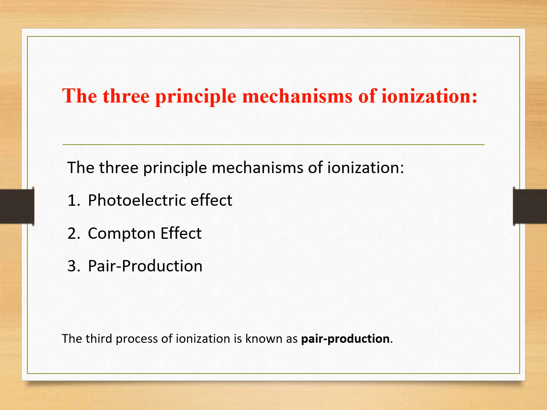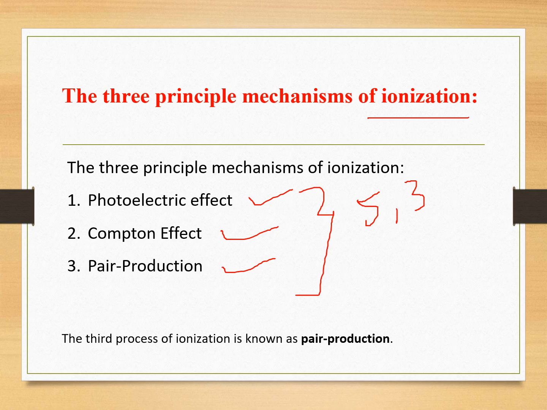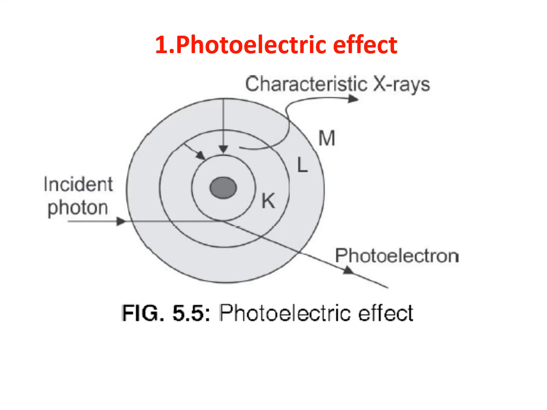Now, there are three main principal mechanisms involved in ionization. The first one is the photoelectric effect, number two is the Compton effect, and number three is pair production. These three are very important for you in the university examination. They will ask you in a 5 mark question. Sometimes you may get these questions in 3 marks. Now, first we'll see about the photoelectric effect.